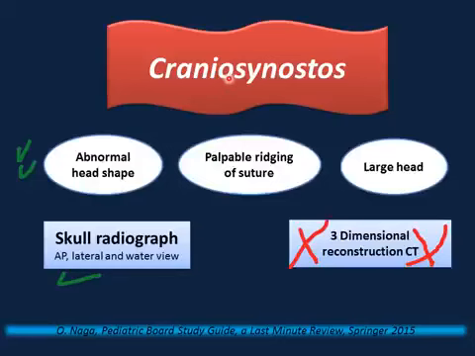How to diagnose craniosynostosis? It is diagnosed based on the clinical presentation: abnormal head shape, palpable ridging of suture, large head. For example, if you have an infant with premature fusion of sagittal suture, the head will be very elongated, scaphocephaly, and the head circumference will be crossing percentiles upward, macrocephaly, not microcephaly. Microcephaly makes it unlikely. If you want to confirm the diagnosis, a skull radiograph is enough.